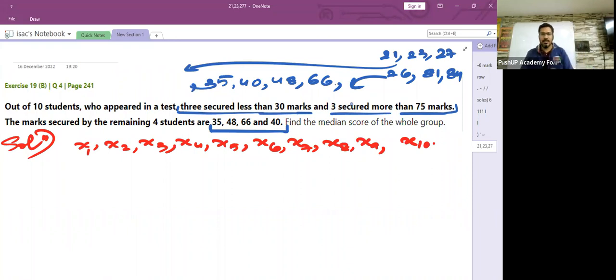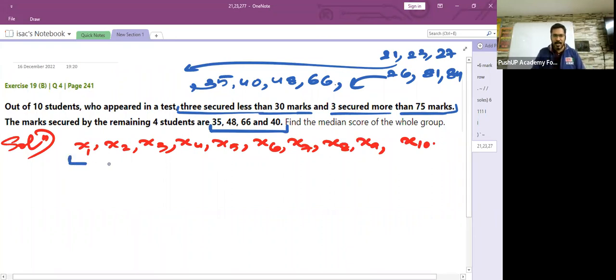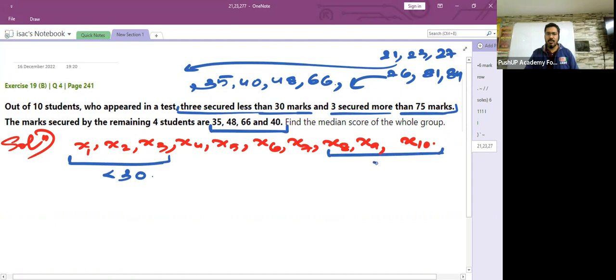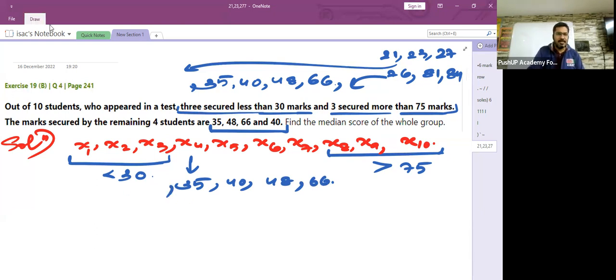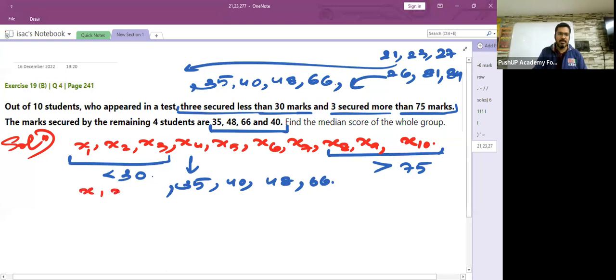Okay. So what I'll do is I will just assume x1, x2, and x3 are those marks which are less than 35. Sorry, which are less than 30. And x8, x9, and x10 are those marks which are greater than 75. And I will assume x4 as 35, x5 as 40, x6 as 48, and x7 as 66. All right. So children, this is how I'm going to arrange these marks, x1, x2, and x3.